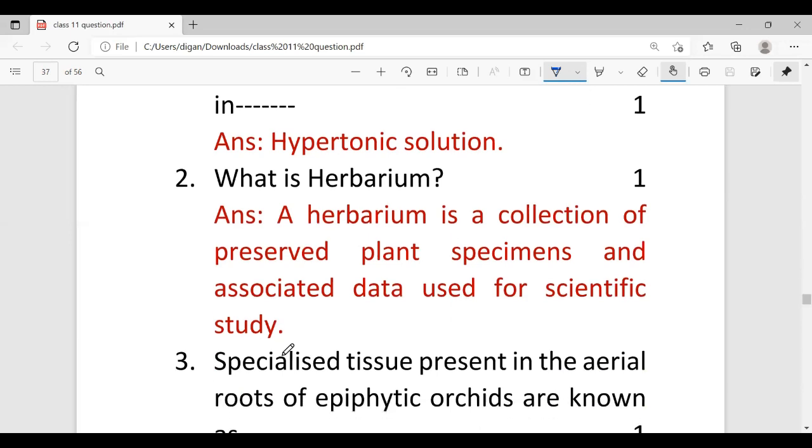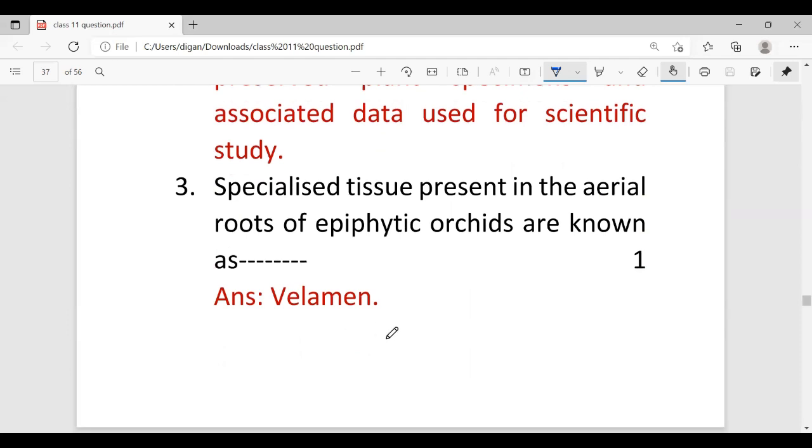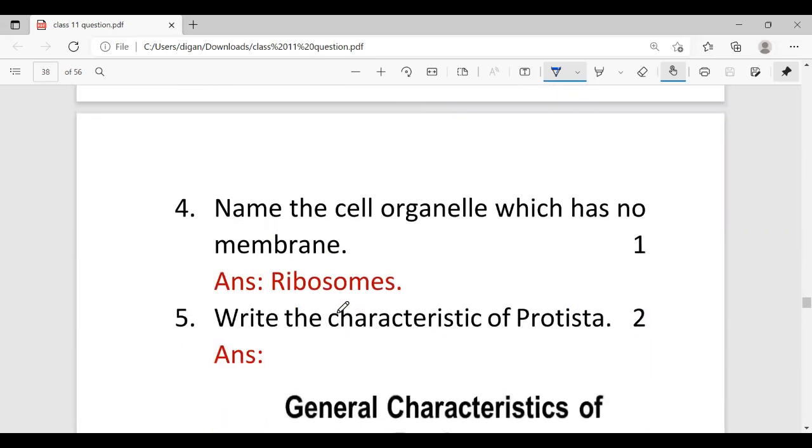Now come to question number 3: the specialized tissue present in the aerial root of epiphytic orchids is known as, answer is velamen. Next, question number 4: name the cell organelle which has no membrane. The answer is ribosome. It means ribosomes don't have any definite outer covering. That's why it is called an organelle without membrane.